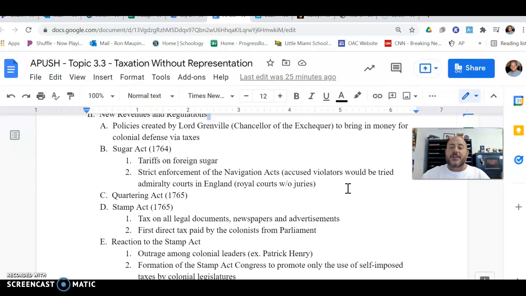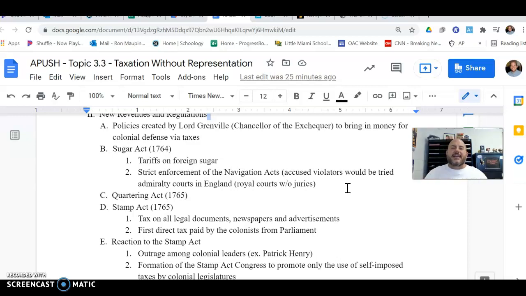In fact, there were no juries at all. These are royal courts where judges made decisions from up on high. In many respects, if you were accused of a crime, it felt like you were being charged by an alien court somewhere. So this is going to be making a lot of folks upset, as you can imagine.